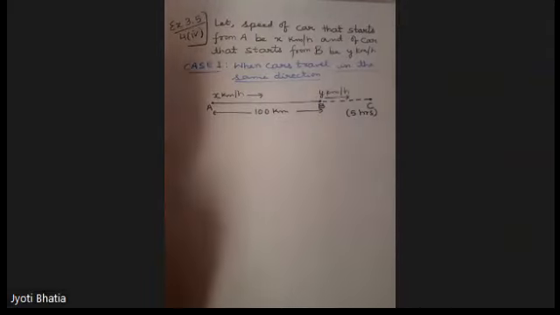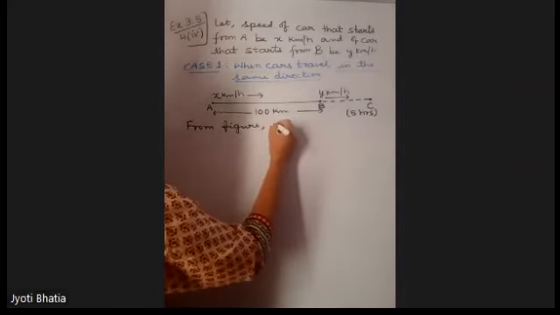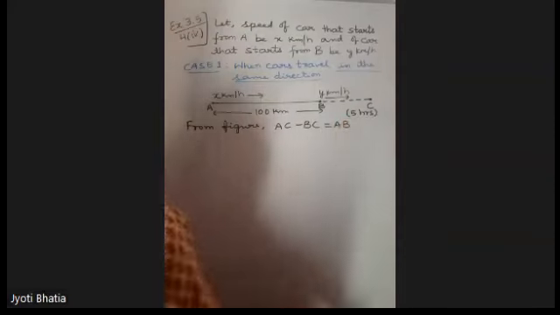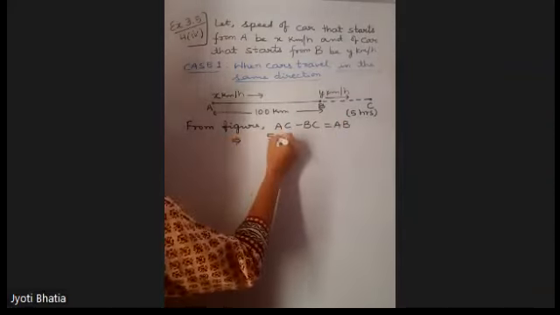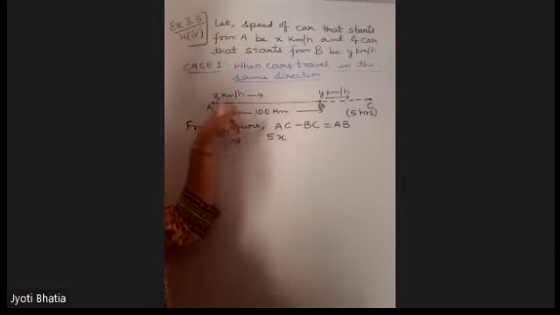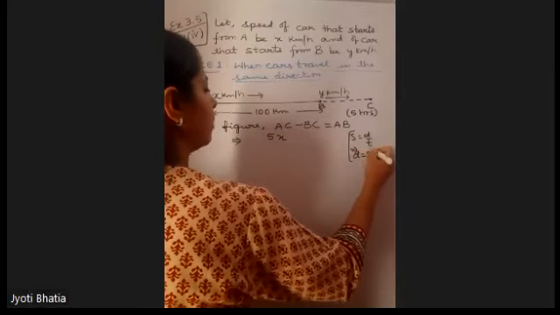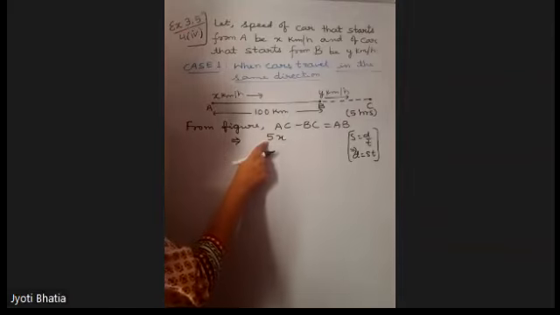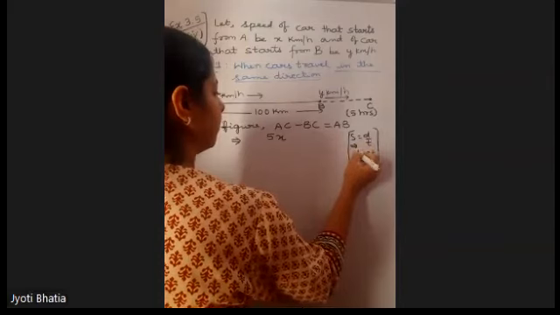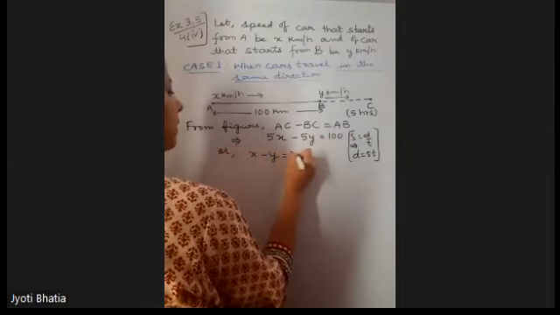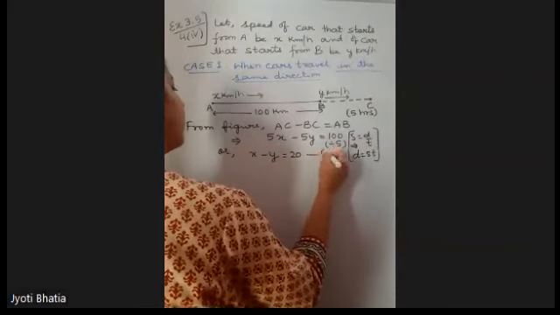Is the board readable clearly, children? Yes, ma'am. From figure, AB, you write AC minus BC is equal to AB, which implies, again, I'm repeating, AC, the distance covered by car moving at a speed of x kilometer per hour in 5 hours. And as distance is speed into time, so x speed, time taken 5x minus 5y is equal to 100. And if I divide the entire equation by 5 to make it simpler, it gives me x minus y is equal to 20.